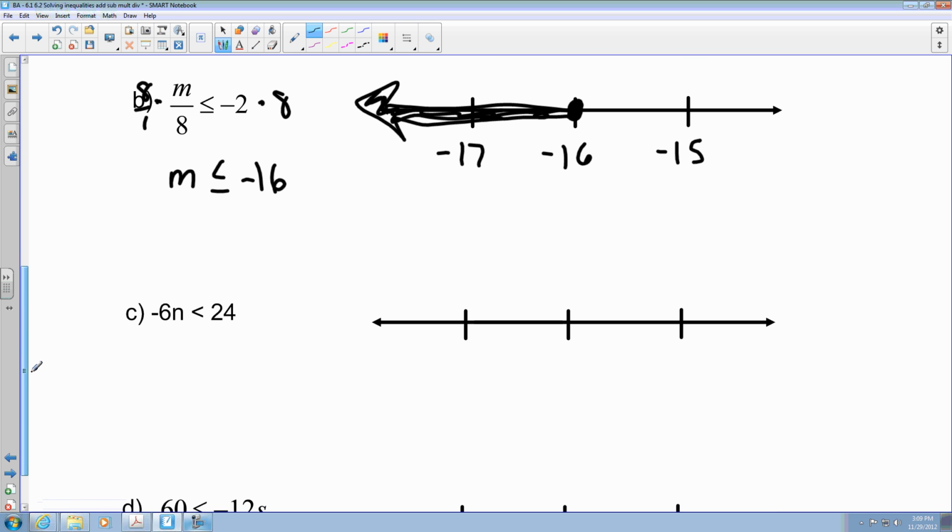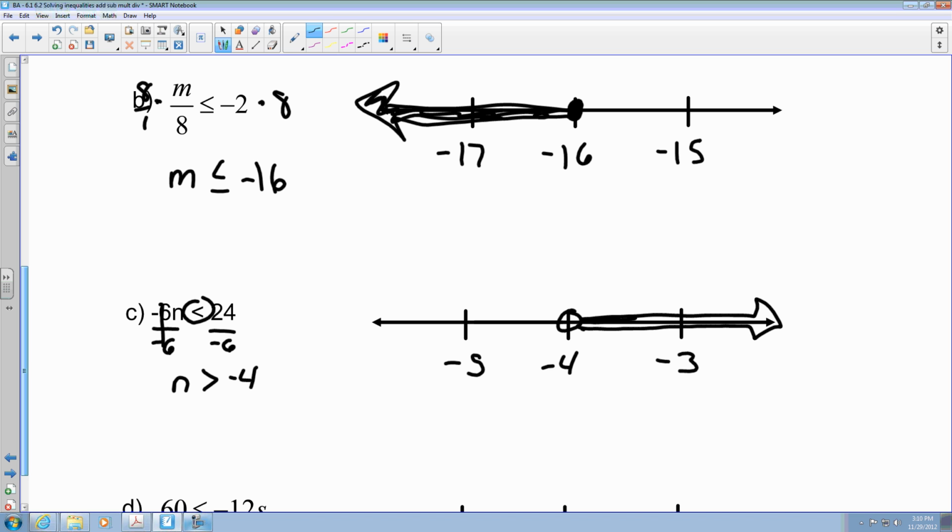And here's an example of where the weird rule applies. So we're going to divide both sides by negative 6, and this cancels, which gives me n, but because I divided by a negative number, I'm dividing by negative 6, I'm going to change the sign. See, it was less than before, it is now greater than. So 24 divided by negative 6 gives me negative 4. So I have negative 4, and this is negative 3, this will be negative 5, this will be an open circle, and our shading will be on the right-hand side.